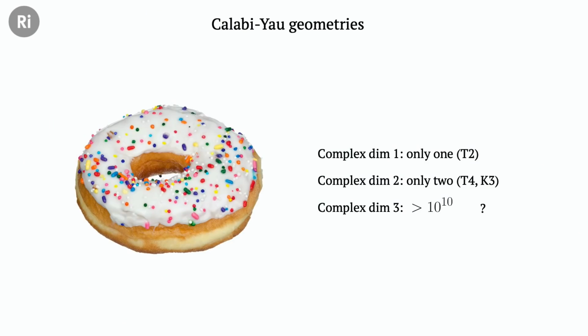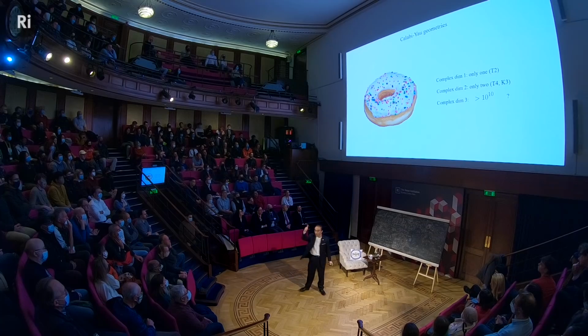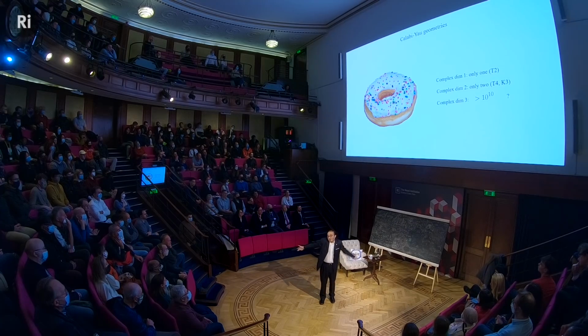What are Calabi-Yau geometries? I told you in complex dimension 1, there's only the surface of the donut, right? In complex dimension 2, using these results of Yau and Calabi, there are 2 of them. There's the 4-dimensional donut, and then there's this special thing called the K3. In complex dimension 3, the one we're after, because 6 is 2 times 3, we have absolutely no idea. This is a very strange sequence in mathematics. It goes as 1, 2, no idea.